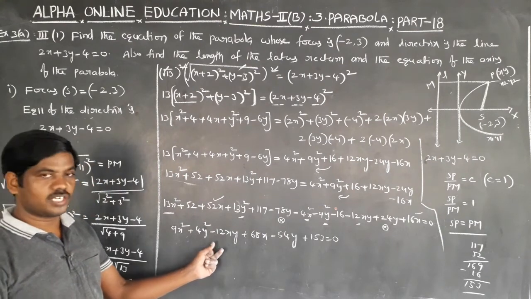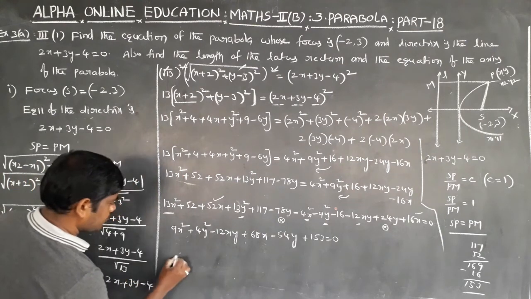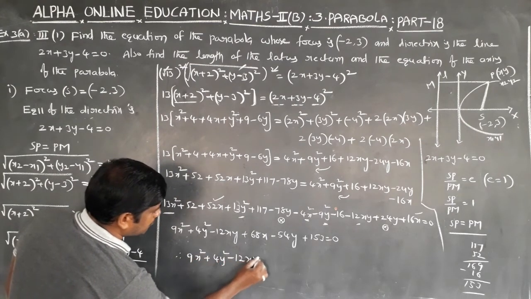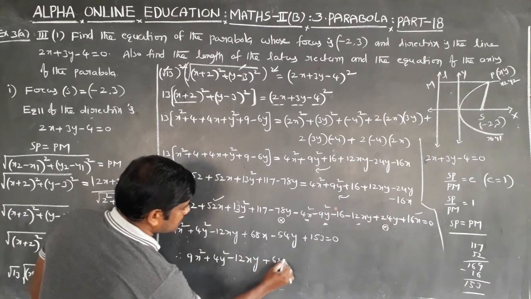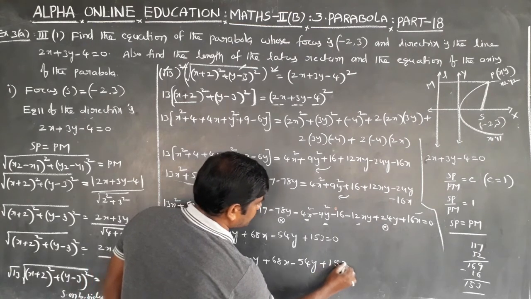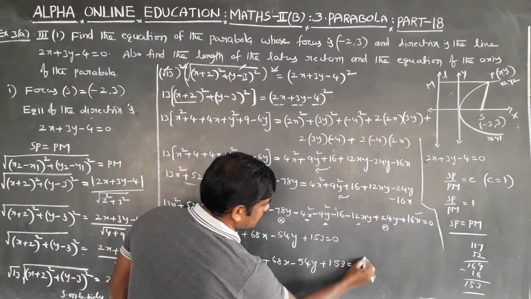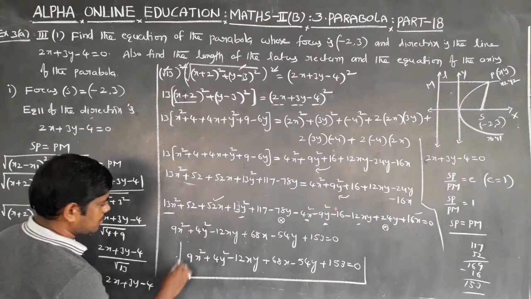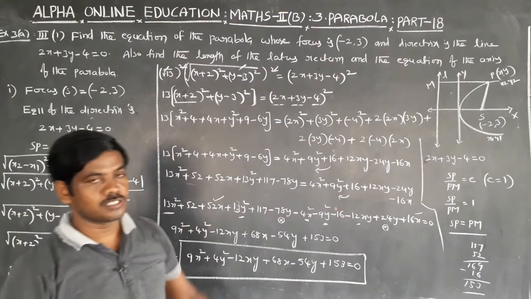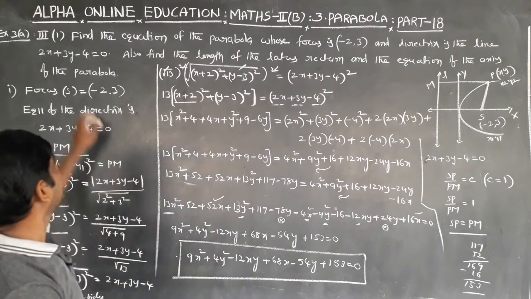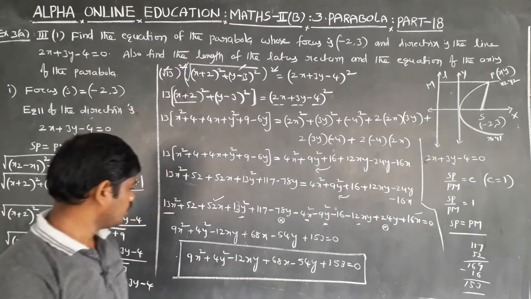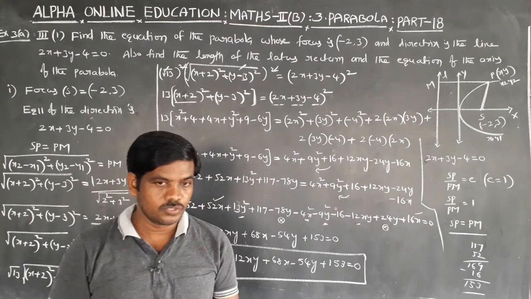This is the equation of the parabola. Therefore 9x square plus 4y square minus 12xy plus 68x minus 54y plus 153 is equal to 0. This is the equation of the parabola whose focus is minus 2 comma 3 and the directrix is 2x plus 3y minus 4 is equal to 0.